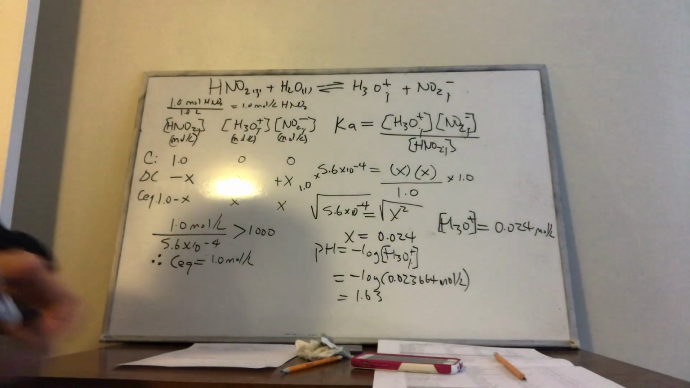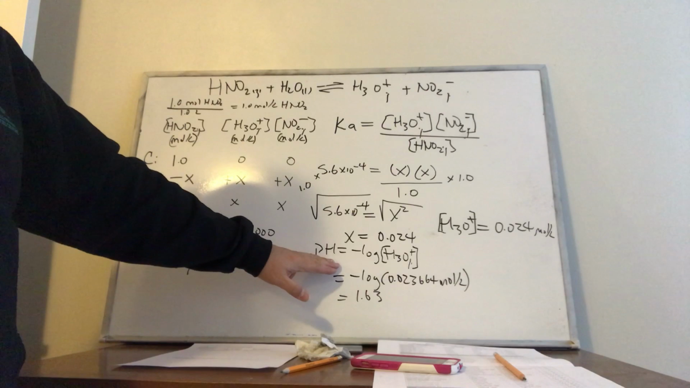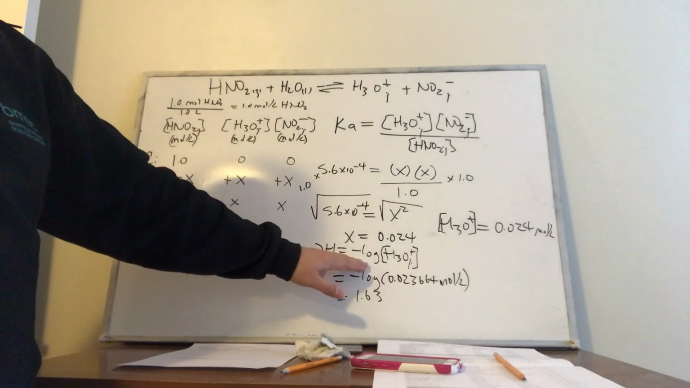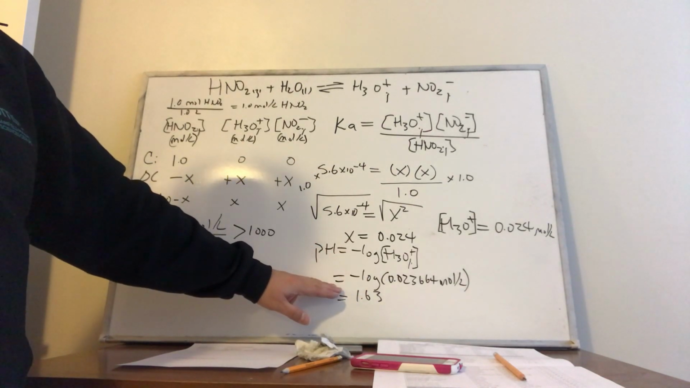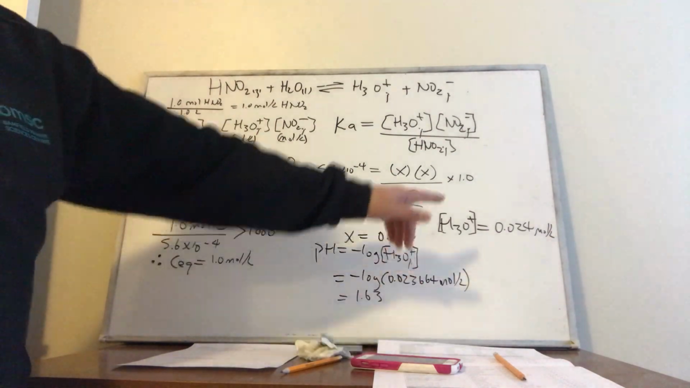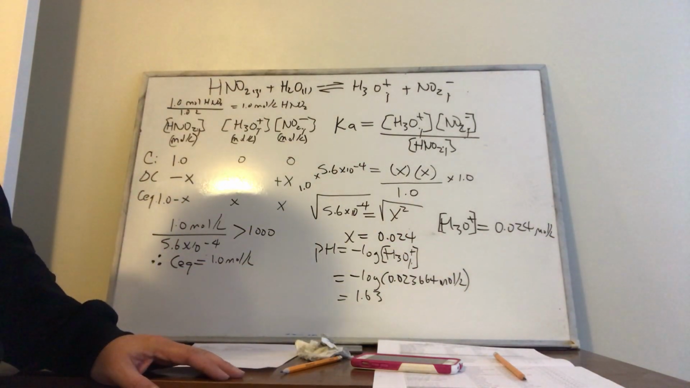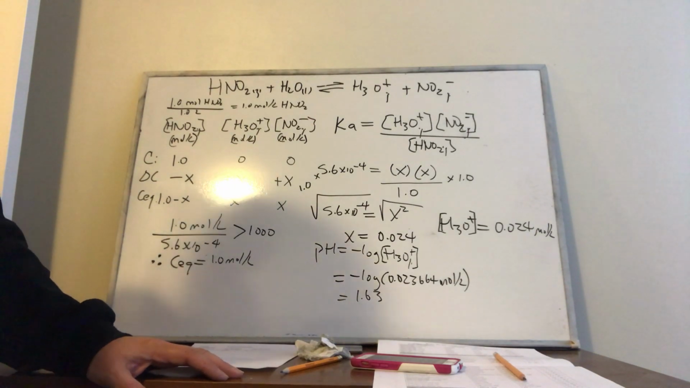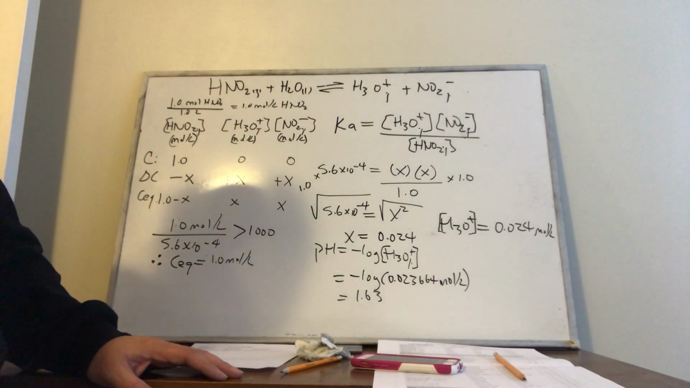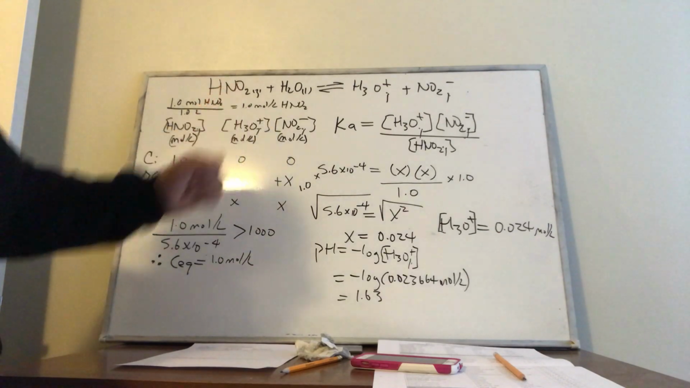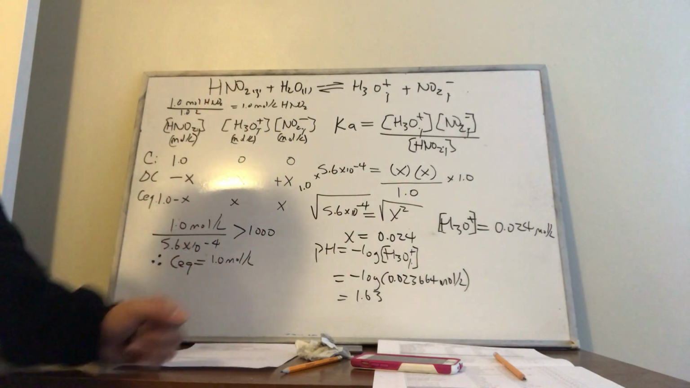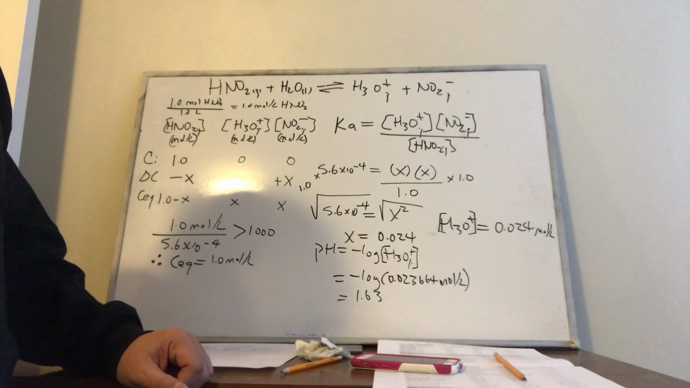Now that I have that, I can put my pH formula down. So negative log of hydronium. Plug in my numbers with units, keeping the real number from my calculator, not the 0.024. And it looks like I get a pH of 1.63. That is how you'd go about solving a calculation for Ka, using the assumption, and continuing on all the way to pH.